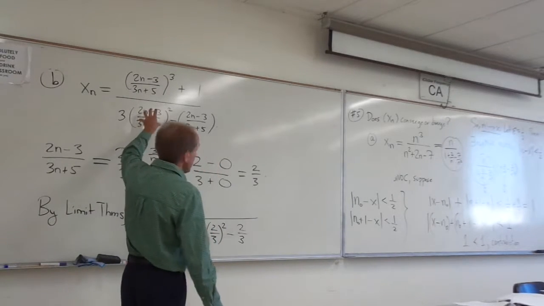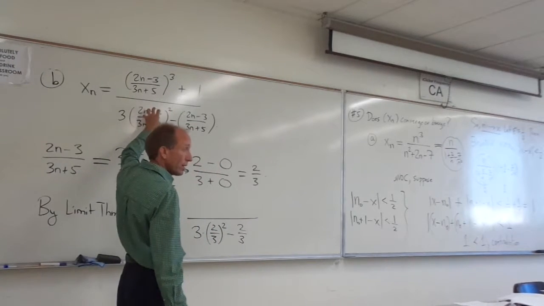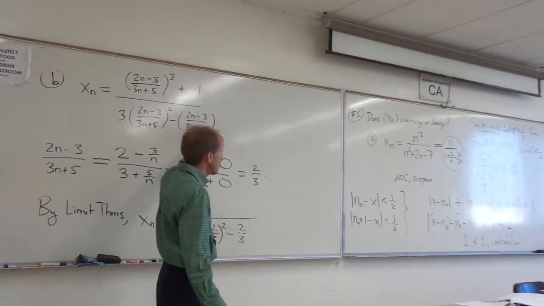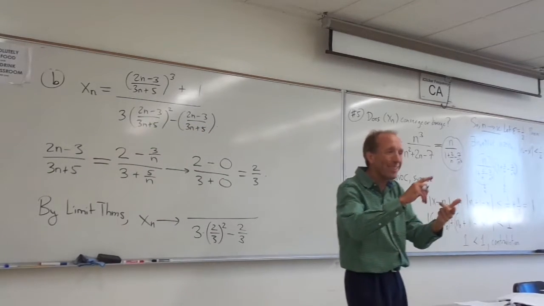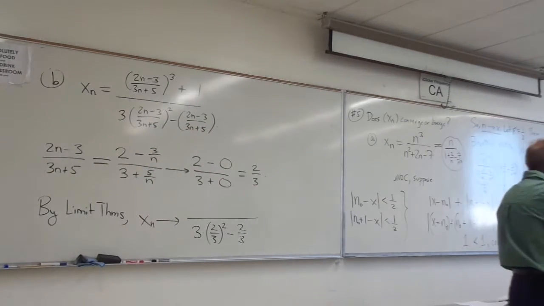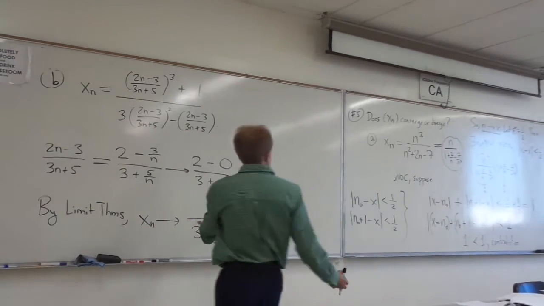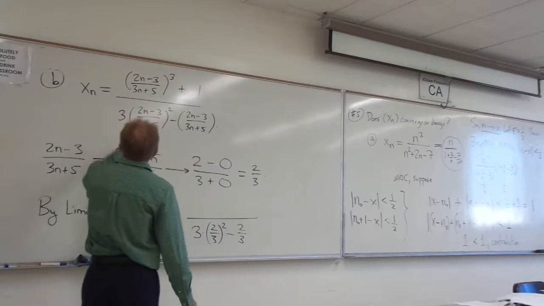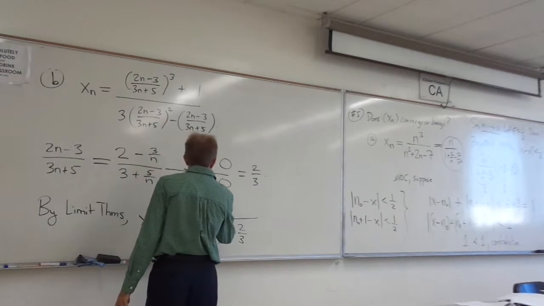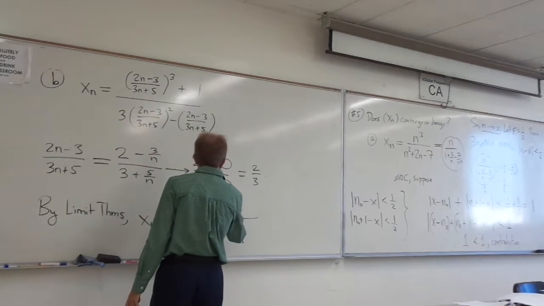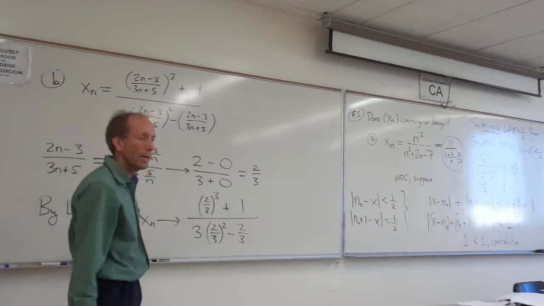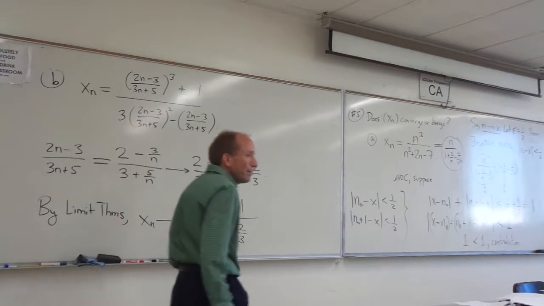We're using the product of sequences here. We're doing scalar multiple. We're doing subtraction. Remember, the limit theorems handle addition, subtraction, scalar multiplication, multiplication, and division. All of those, and that's all we're using right here. Okay? And then on top, we're going to have 2/3 cubed plus 1. So you just have to work that out.